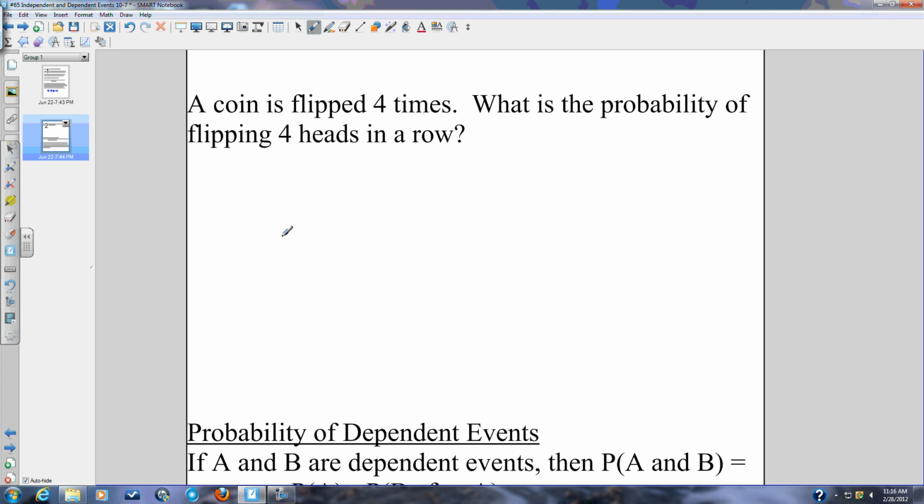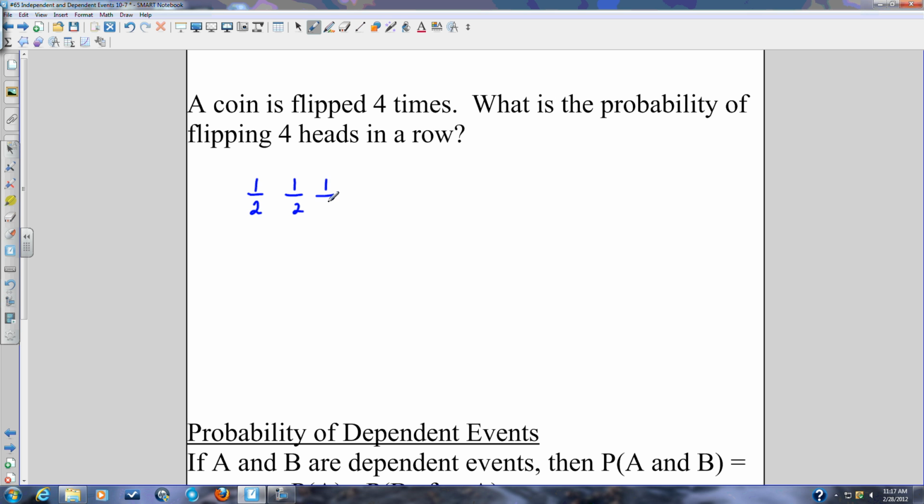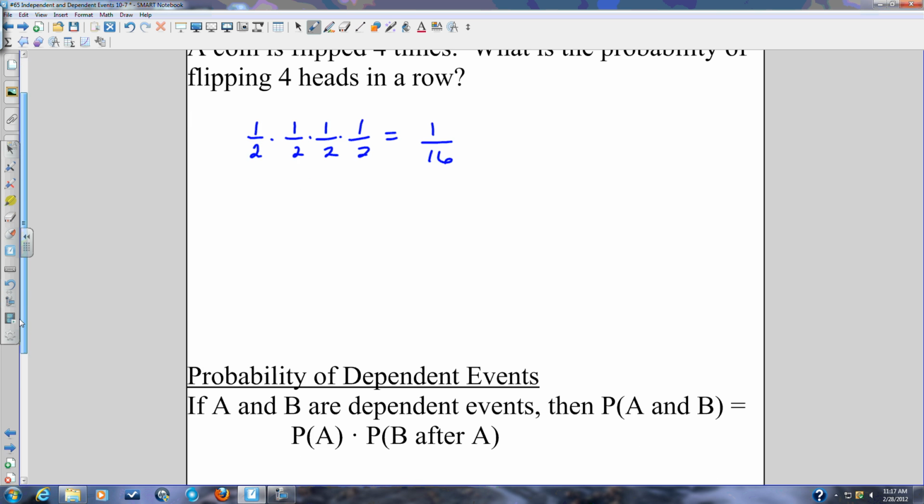A coin is flipped 4 times. What is the probability of flipping 4 heads in a row? Well, each coin flip is independent. One flip doesn't have anything to do with the other one. And so the probability of getting heads is 1 out of 2. And it happens 4 times. So you have 1/2, 1/2, 1/2, and 1/2. We multiply all of these together, and we get 1/16 as the probability of flipping 4 heads in a row.